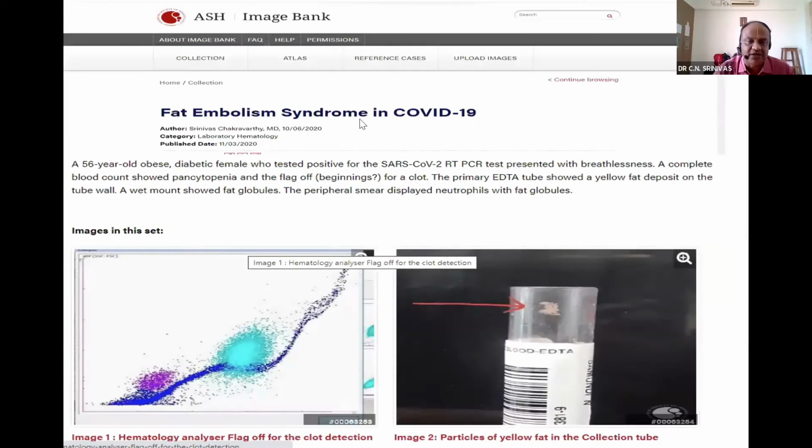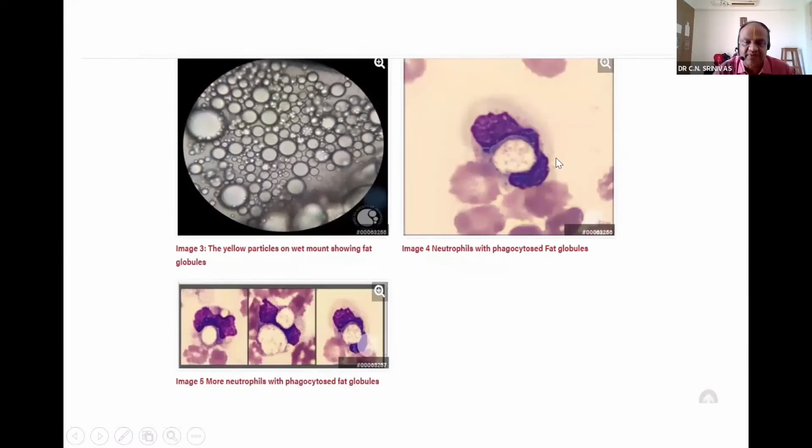Then we had one more case of fat embolism syndrome, where the hematology smears were abnormal. On the tube, we had these fat globules. Let us see what the picture was when we saw it in the digital imaging. The digital imaging showed beautiful fat vacuoles engulfed by the neutrophils here, which was published in the ASH image gallery. And this was the image of the yellow particles, which we saw on the wet mount, showing the fat globules, and it was a case of fat embolism syndrome.